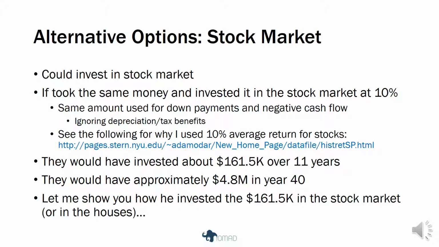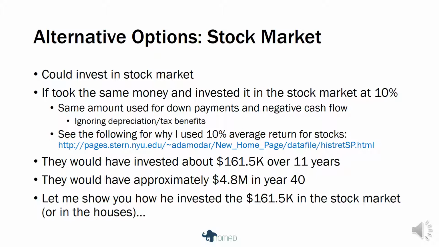in year 40, when they're about ready to retire, let's assume they're 25, and so by the time they're 65, when they're ready to retire, they would have approximately $4.8 million in year 40. Realize, that is $4.8 million in money 40 years from now. It is not today's dollars. So some people would argue that with inflation and stuff like that, that's really worth about $1 million, $1.5 million, something like that in today's dollars.